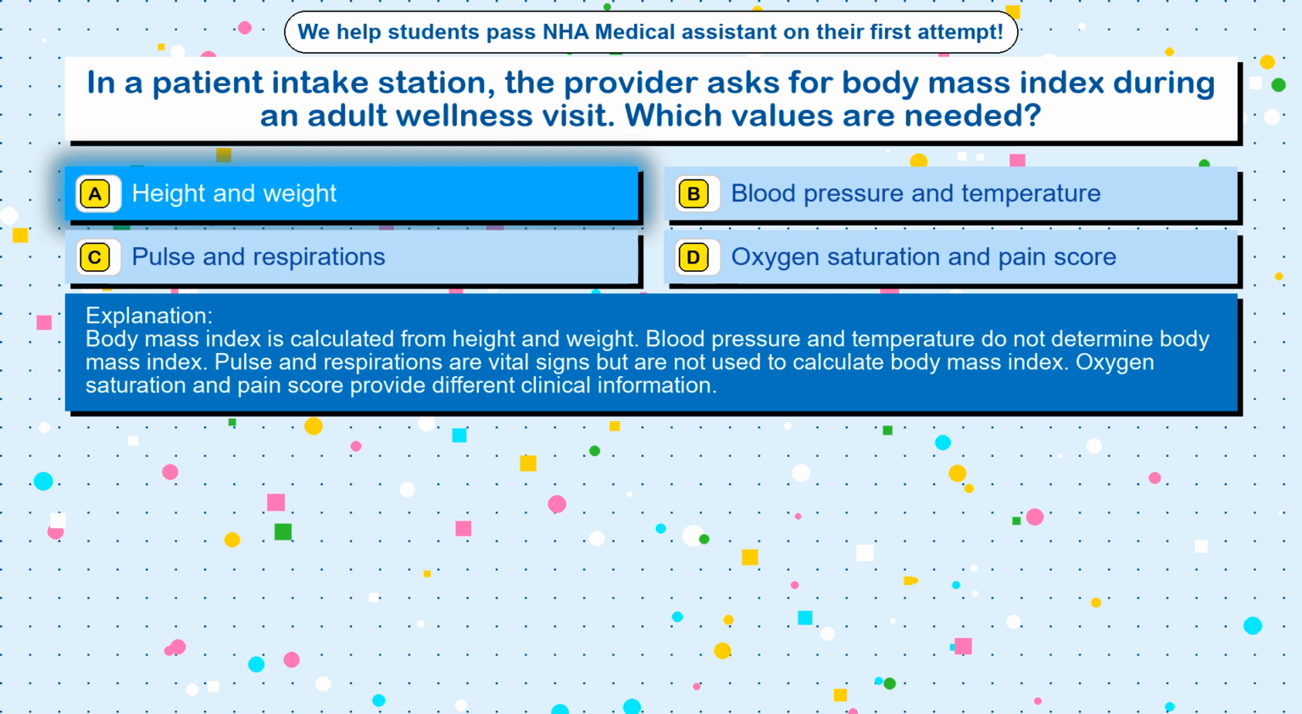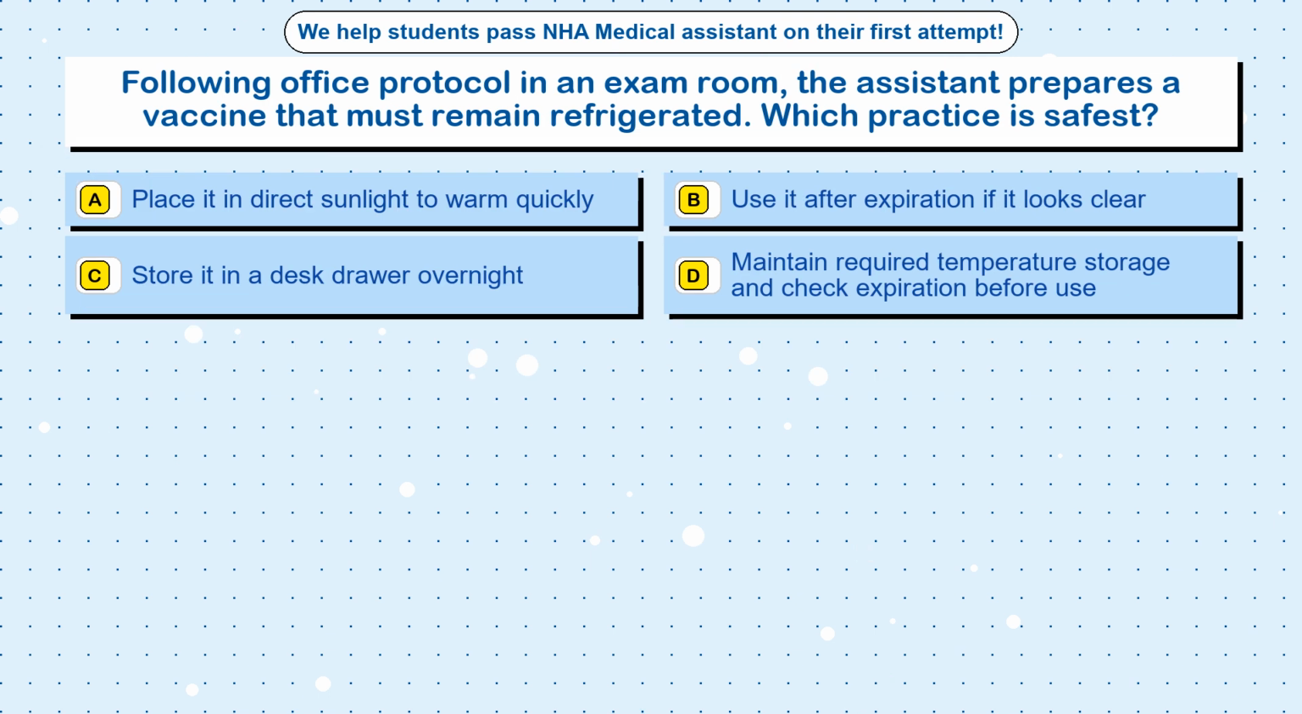Body mass index is calculated from height and weight. Blood pressure and temperature do not determine body mass index. Pulse and respirations are vital signs but are not used to calculate body mass index. Oxygen saturation and pain score provide different clinical information. Question 54.